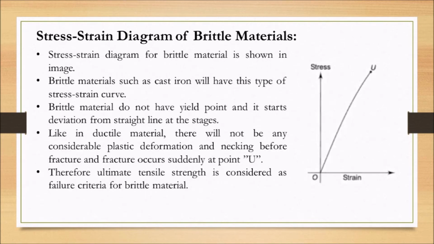Now let us see how stress and strain change in the case of a brittle material. It is very much different from a ductile material as shown in the image. An example of a brittle material is cast iron.